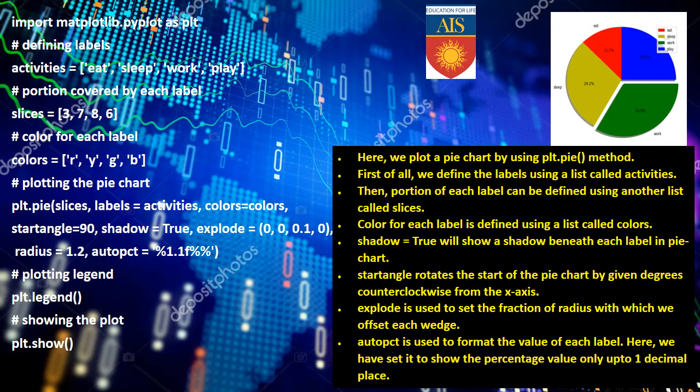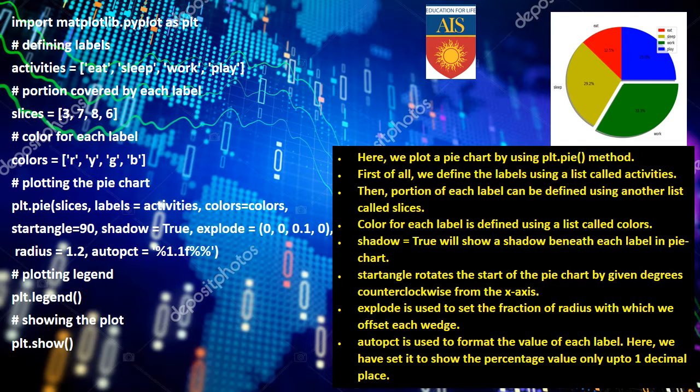Now some extra notes. Here we plot a pie chart by using the plt.pie method. First of all, we define the labels using a list called activities. Then the portion of each label is defined using another list called slices. Color for each label is defined using a list called colors. Shadow equal true, we show the shadow for each label in the pie chart. Start angle rotates the start of the pie chart by giving degrees counterclockwise from the x-axis. In case of pie chart, the angle always follows this counterclockwise method only.